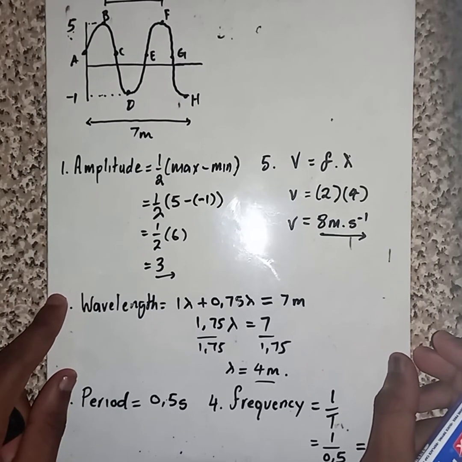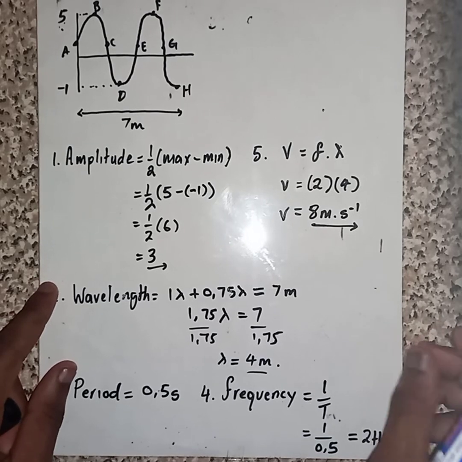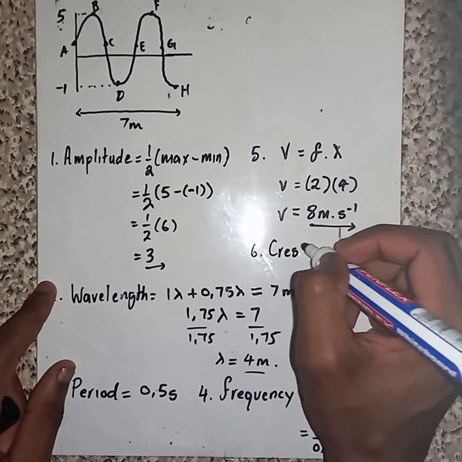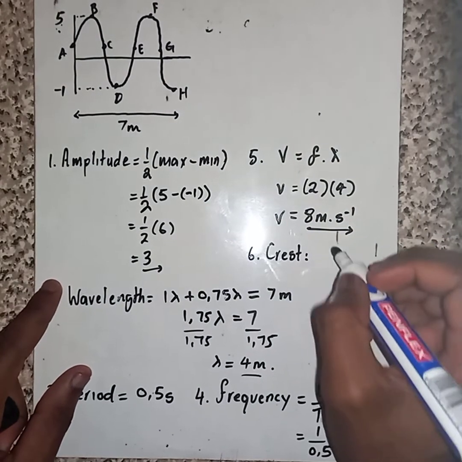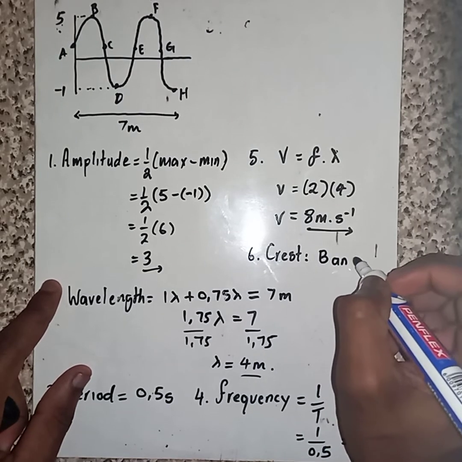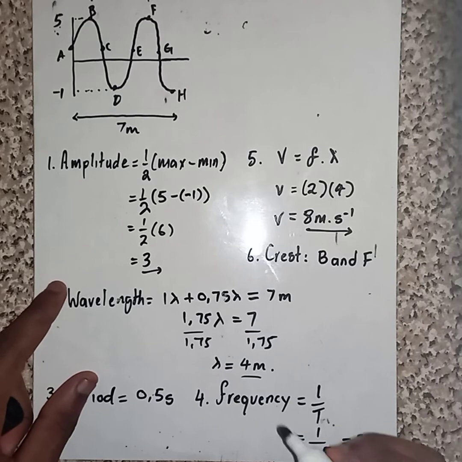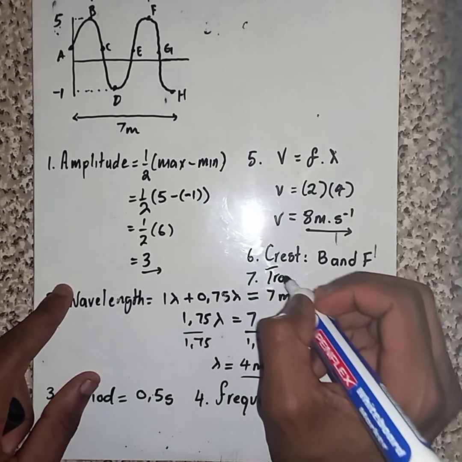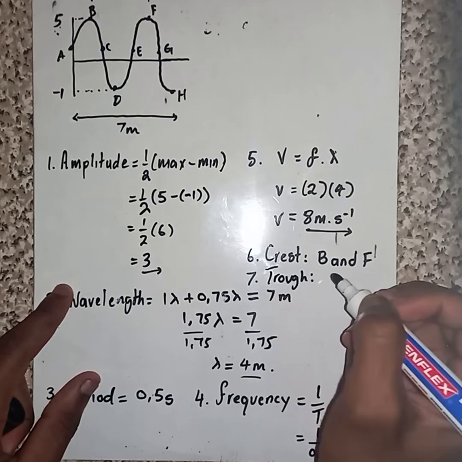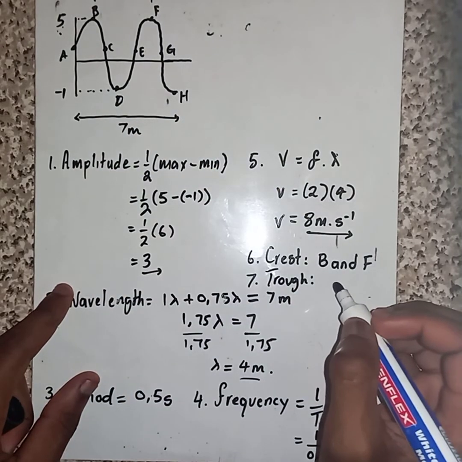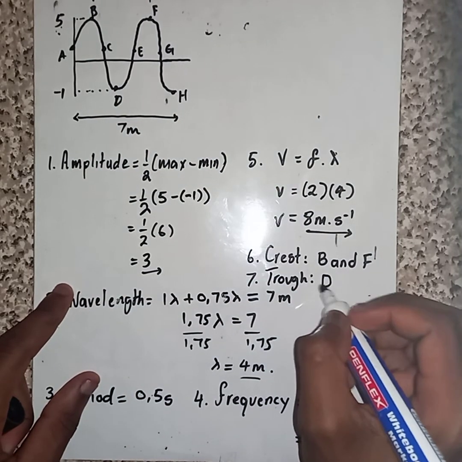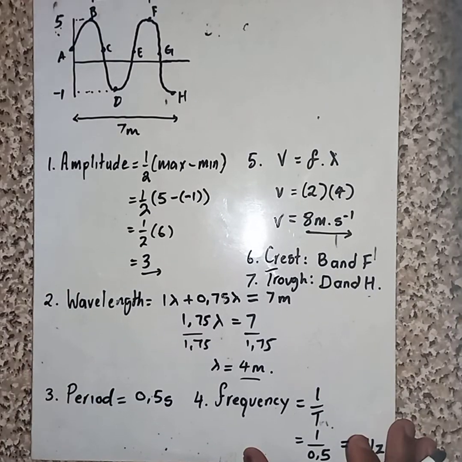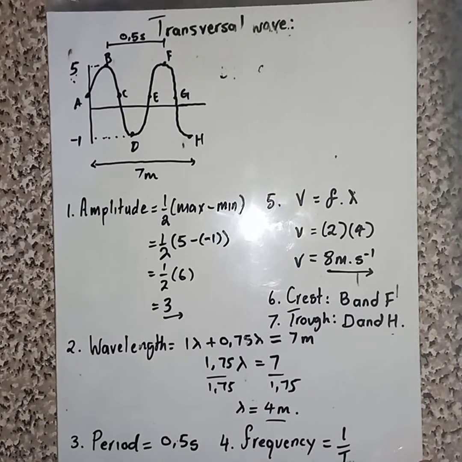We have answered almost everything. Let's say now if I ask you to determine some crests on this diagram, it is going to be B and F. Then to identify some troughs, it's going to be D and H. You see? Then we are done with everything.